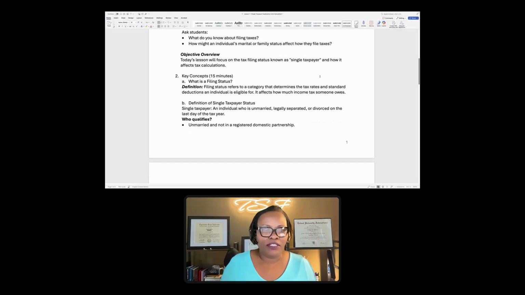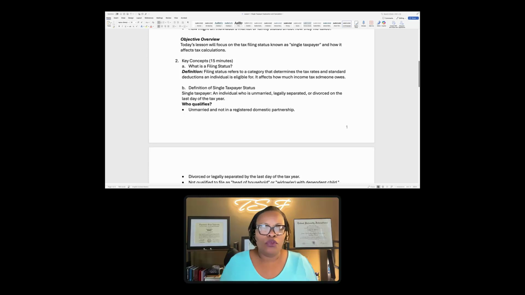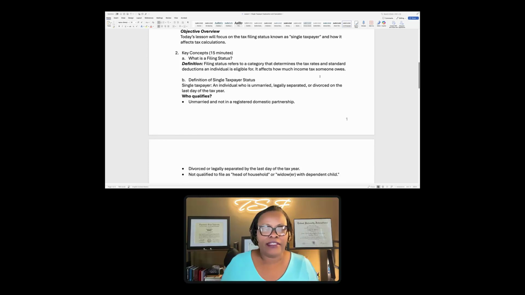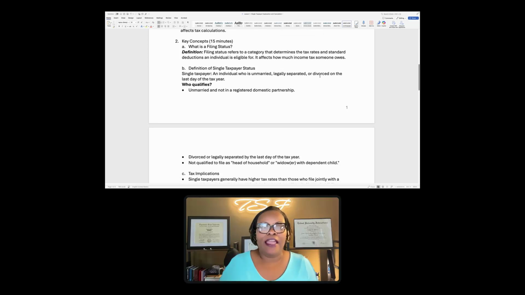We're talking about a single filing status, okay? And we're going to talk about how that affects your tax calculations. So let's first start out by defining what the single filing status is. As per the IRS, the filing status single refers to a category that determines the tax rates and standard deductions an individual is eligible for. It affects how much income tax someone owes. So that's a big thing. We'll talk about that a little more as we move forward.